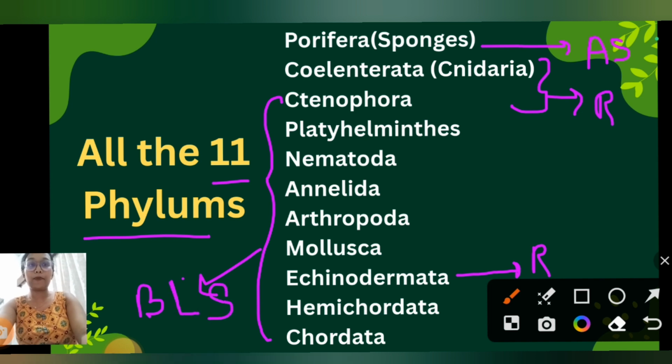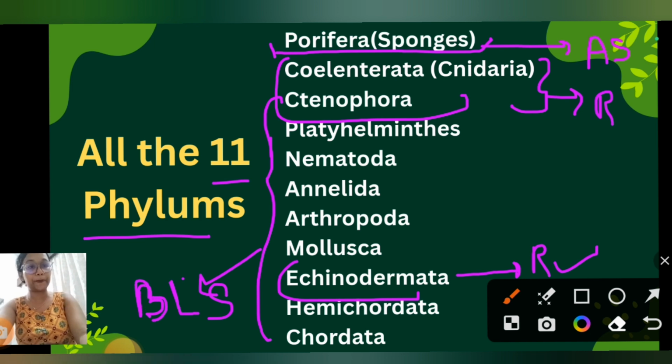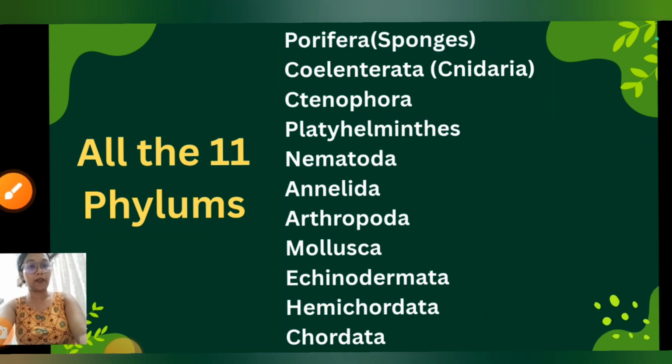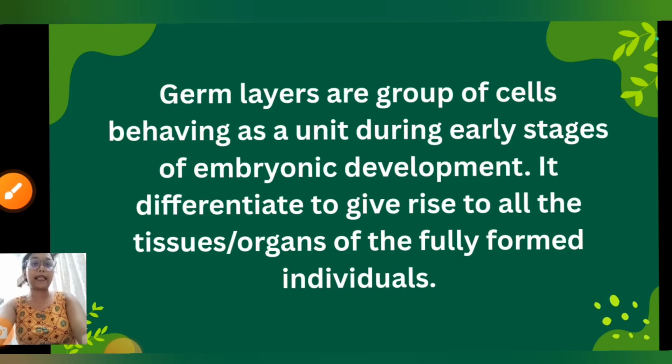Is it clear? Porifera, asymmetrical. Coelenterata, Ctenophora and Echinodermata, radially symmetrical, and the rest of them are bilaterally symmetrical. Clear? Okay, then moving on to the next slide.